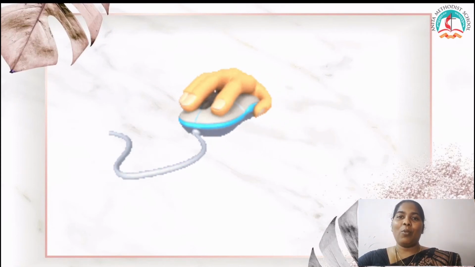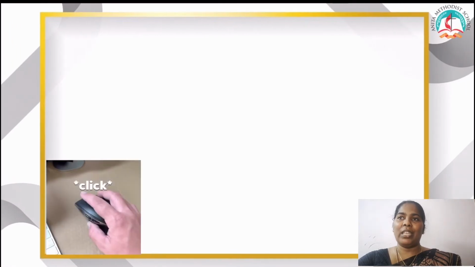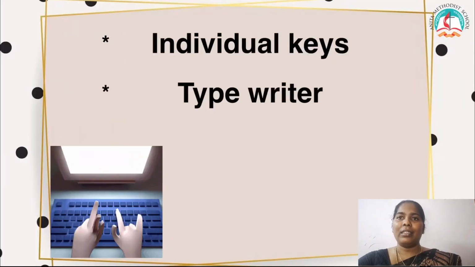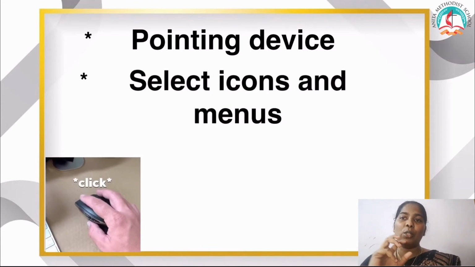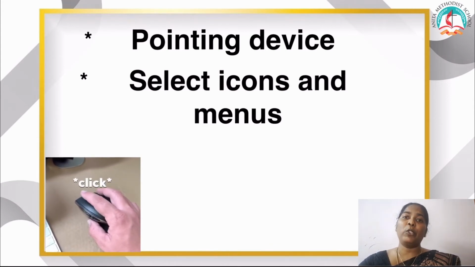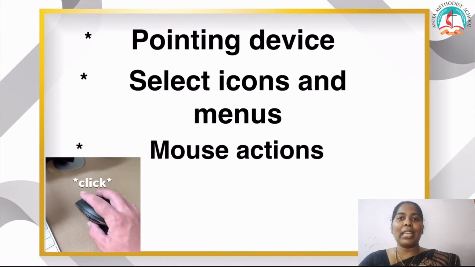The next one, what is this? Mouse. Mouse is also one of the input devices. It's a pointing device. If I want to move the cursor, I will be able to control the mouse using my hand, so I can control the movement. It's a pointing device, and also I will be able to select icons and menus which I want. For example, if I want to select My Computer, I can use my mouse to go and keep my mouse there, and I can click on that.